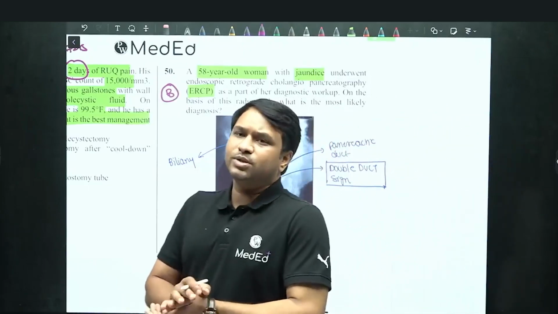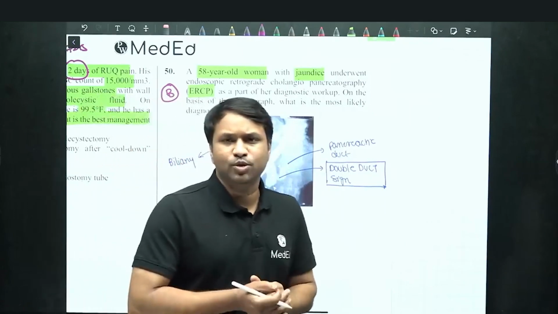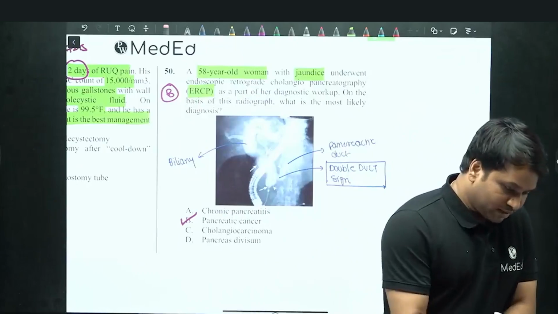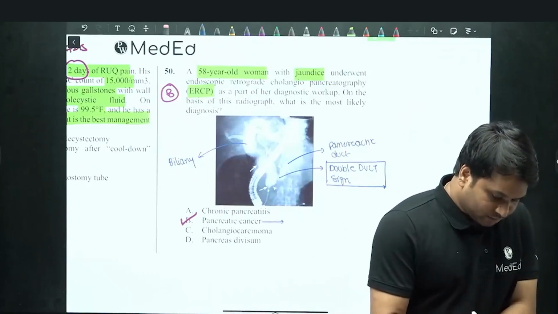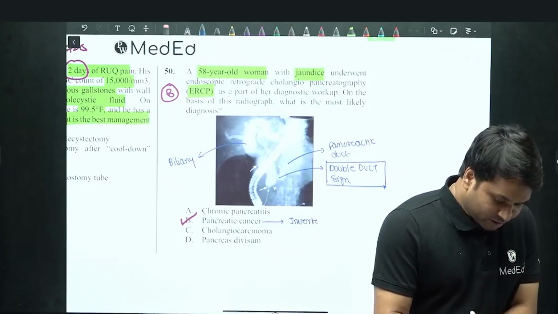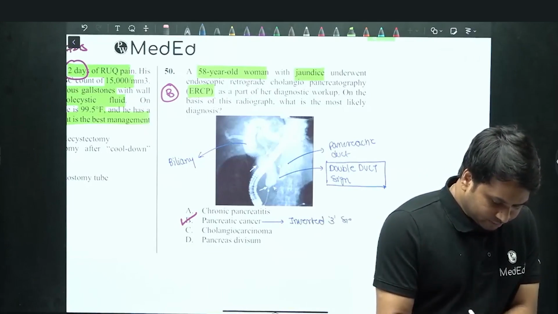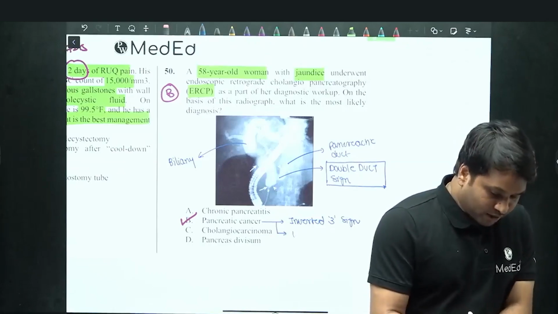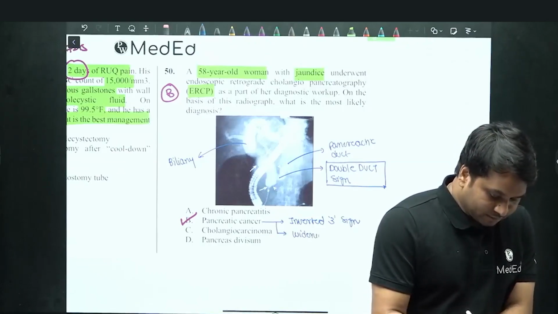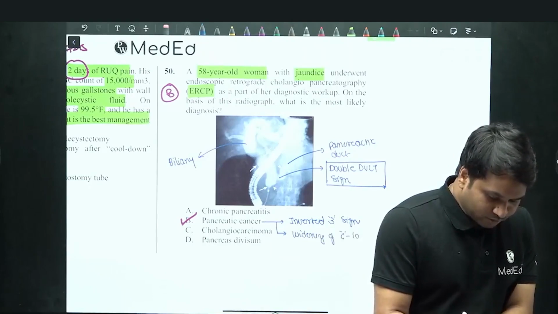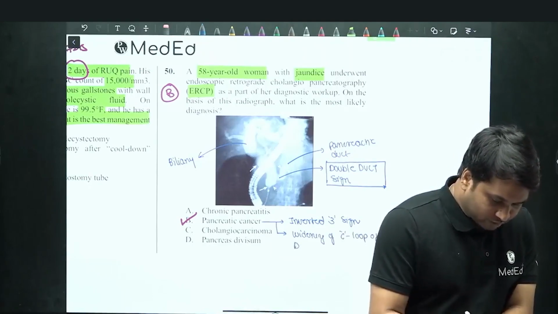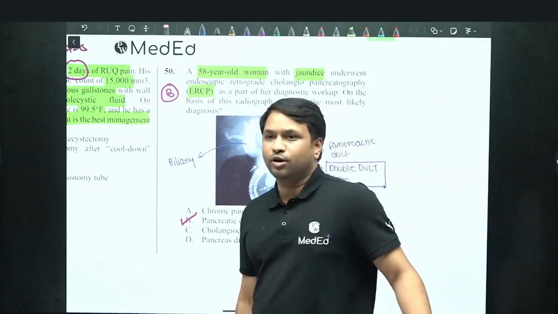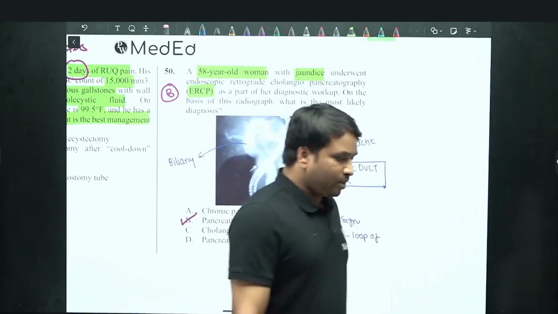What are the other signs that you see here? You can see an inverted 3 sign, you see a double duct sign, and a widening of the C loop of the duodenum. So the answer here is going to be pancreatic cancer.